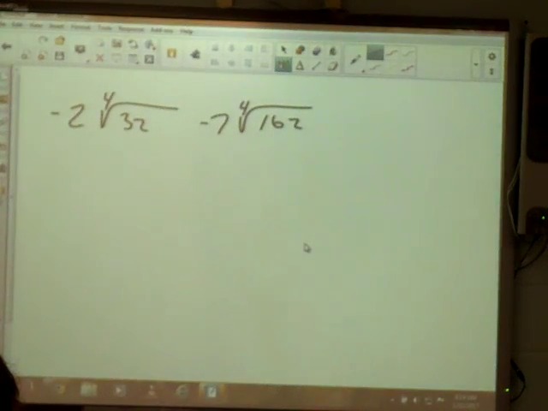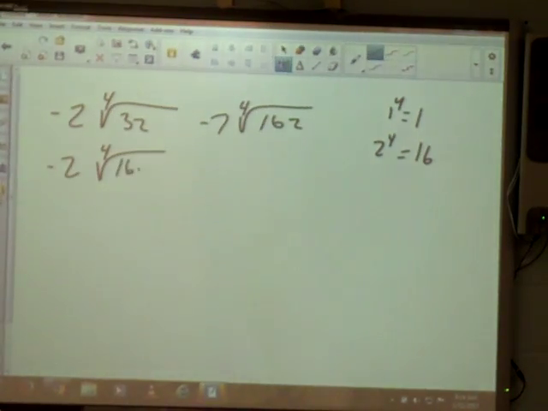So 32, that one's a pretty simple one. Anybody know what the biggest perfect 4th power that'll go into 32 is? We need some perfect 4th powers. 1 to the 4th is 1. 2 to the 4th is, hey, doesn't that work pretty well? So this is going to be negative 2 times the 4th root of 16 times 2. What's the 4th root of 16? I just showed you over here. It's 2, so I multiply that by the negative 2. That gets me negative 4 fourth roots of 2.